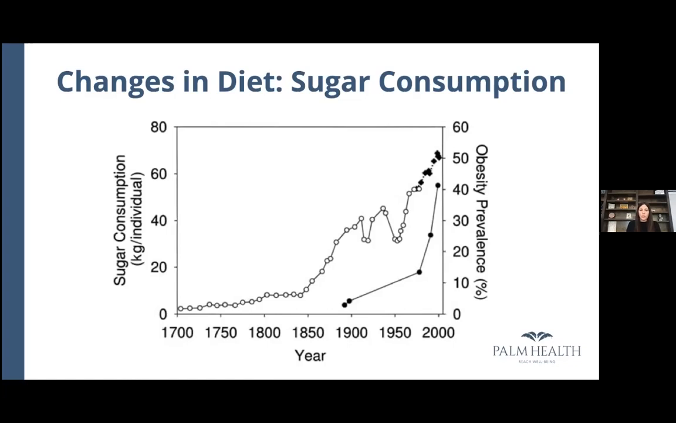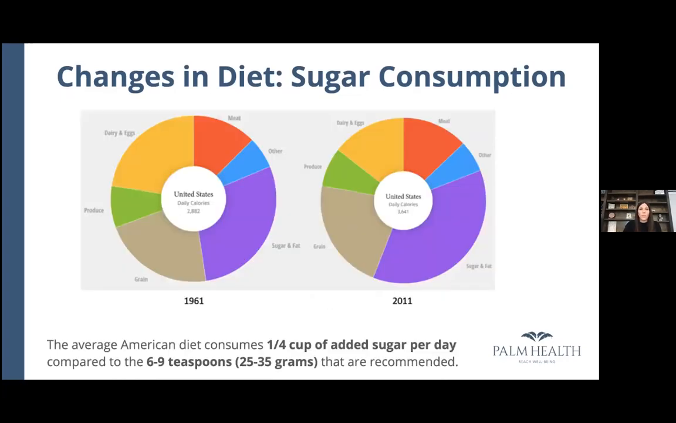And so to understand this change in our diet and its impact on our health, we look at the overall calorie count of the American diet. From 1961 to 2011, the American diet increased calorie consumption by over 700 calories on average. And that purple aspect of the wheel shows how much added sugar per day we increased to. So we're consuming over a fourth cup of added sugar per day, more than we should, compared to the 6 to 9 teaspoons recommended by the American Heart Association.